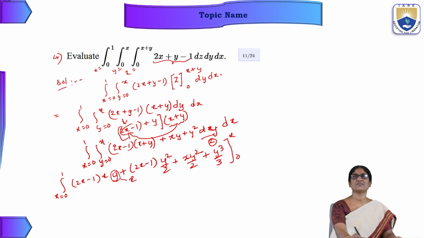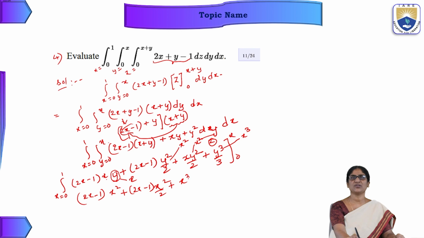And here also it becomes x square, right? And here also it becomes x square. And this becomes x cube after applying the upper limit x. So here you're going to get it as 2x minus 1 into x, that is x square, plus 2x minus 1 into x square by 2, plus x square, one more x is there, therefore x cube by 2, plus x to the power of 3 by 3.